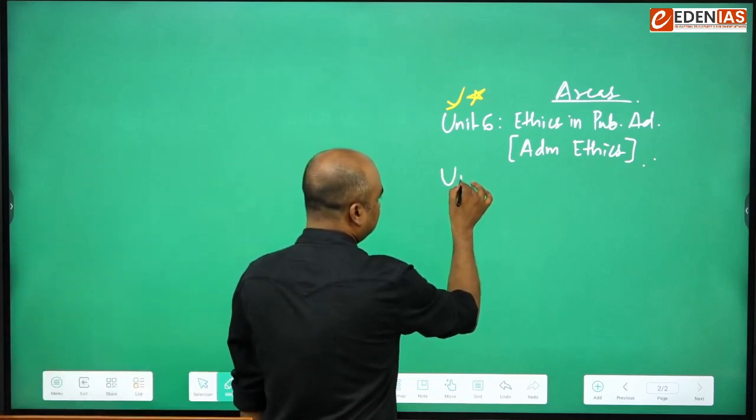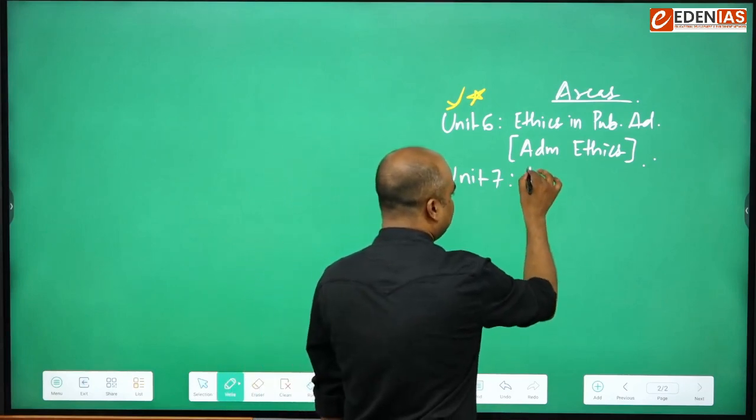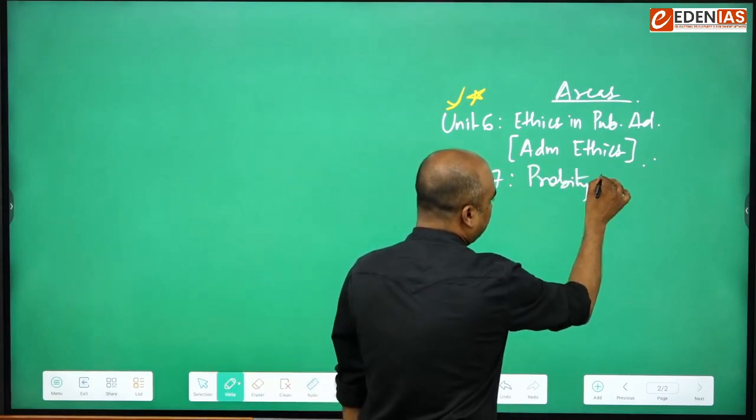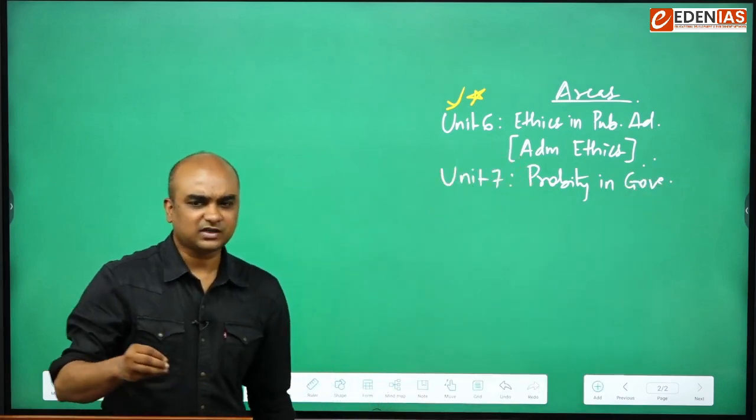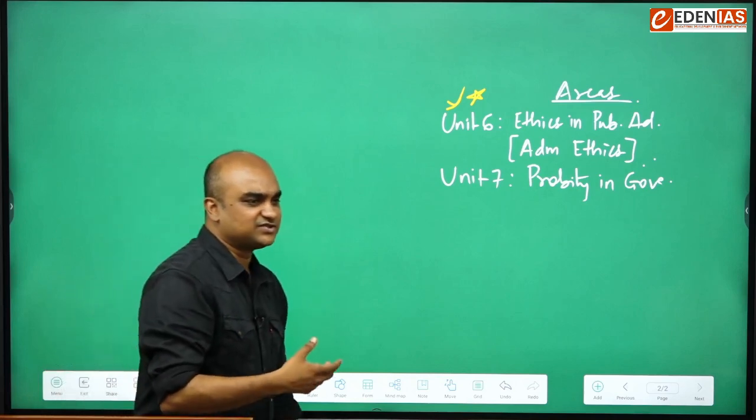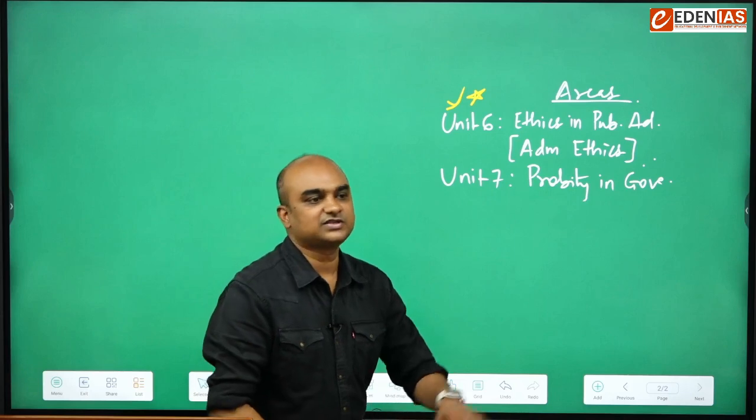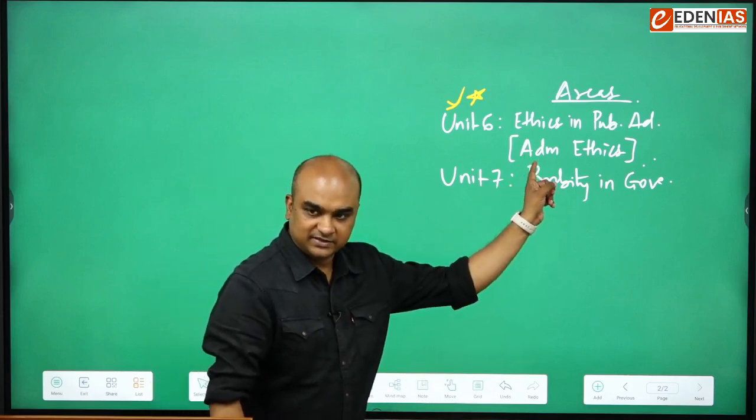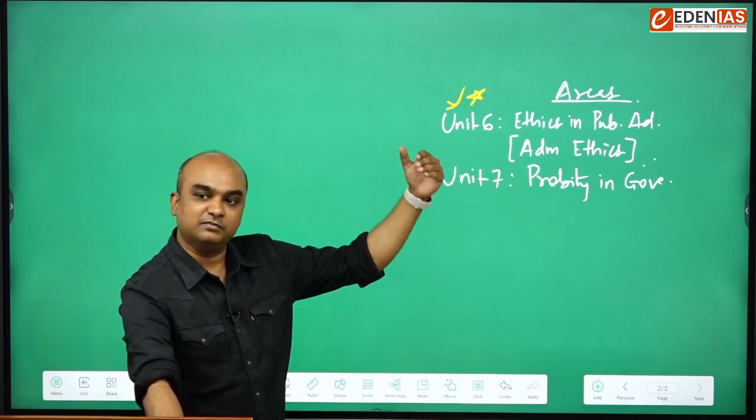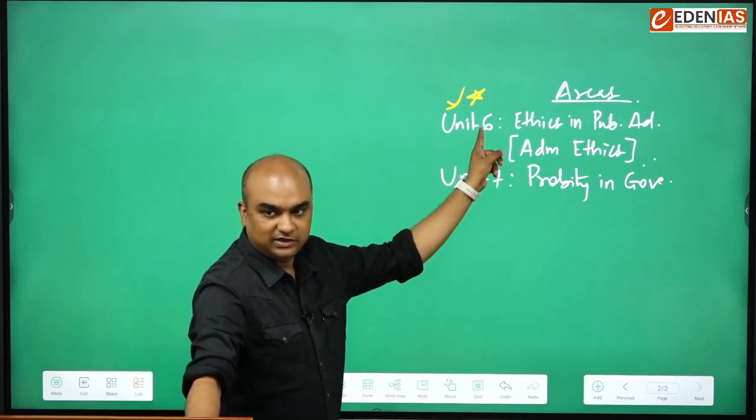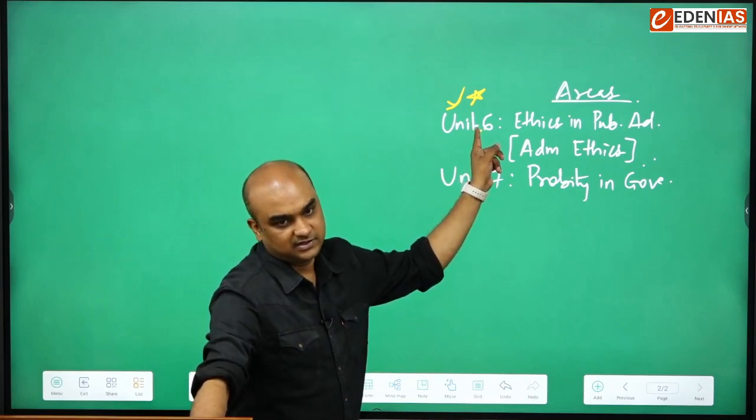Second unit is unit number 7, which is probity in governance. Now here also you have certain kind of topics like, say, citizens charter, transparency, information sharing, work culture, etc. So some of the questions are also asked from this part, although I must put this on record that there is an overwhelming abundance of questions from unit number 6. So 6th unit becomes the key unit as far as case studies are concerned.